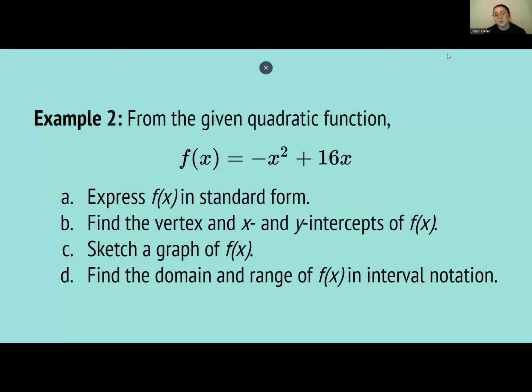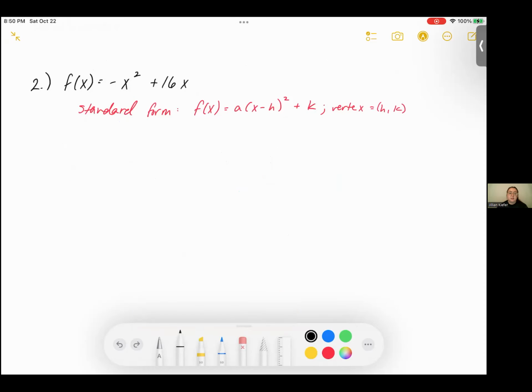So all right, let's go on over to our notes. Example 2: f of x is equal to negative x squared plus 16x. Our first part, part A, is that we want to put it in standard form. Standard form of a quadratic equation is f of x is equal to a times (x minus h) squared plus k, and the vertex is located at h comma k.